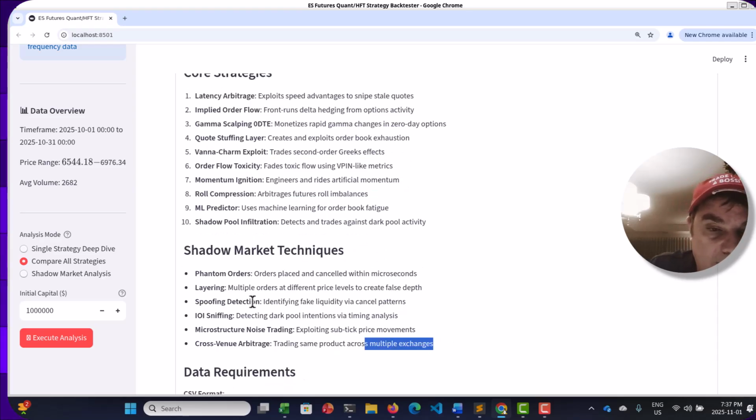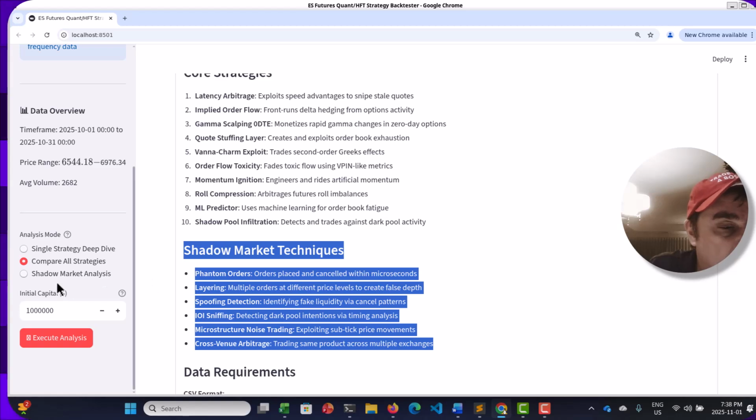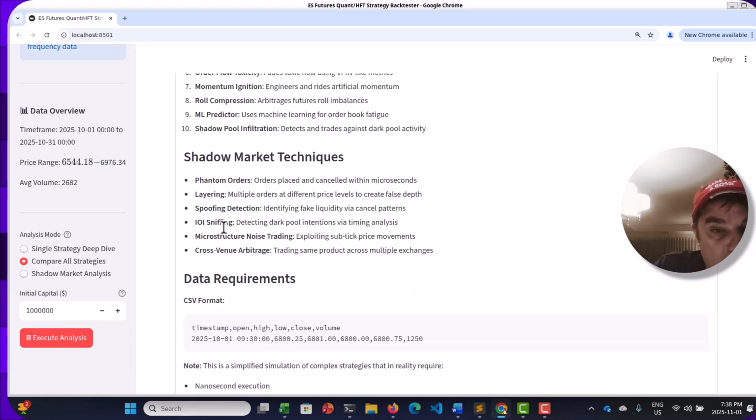Now, remember when I talked about the shadow market technique? So I'm gonna run that analysis next. But these are involving phantom orders, layering at different price levels to create false depth. So from what the AI told me and what if you watch that video, what's illegal is spoofing and quote stuffing. Okay. So those are illegal. The AI said layering's okay. I don't know.